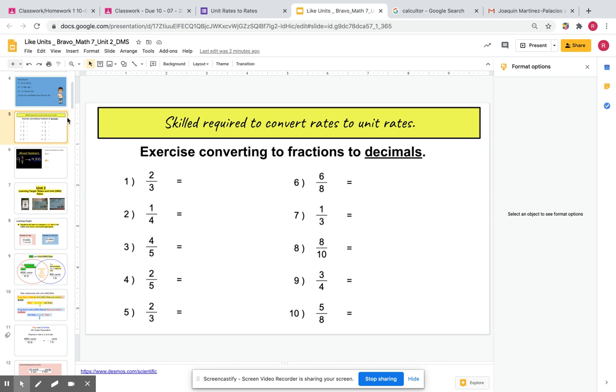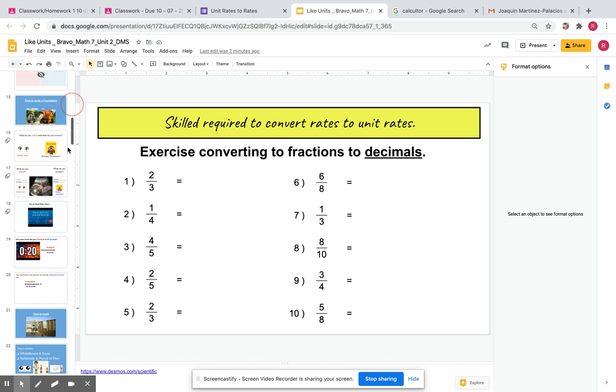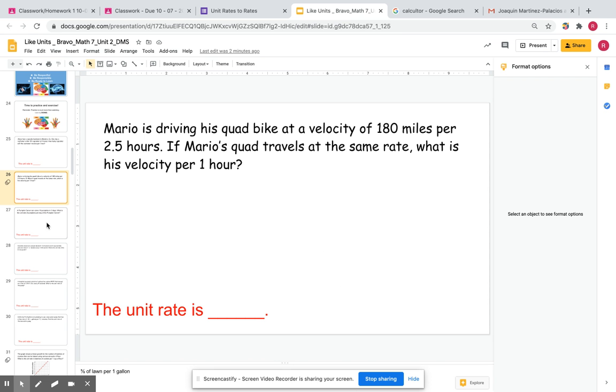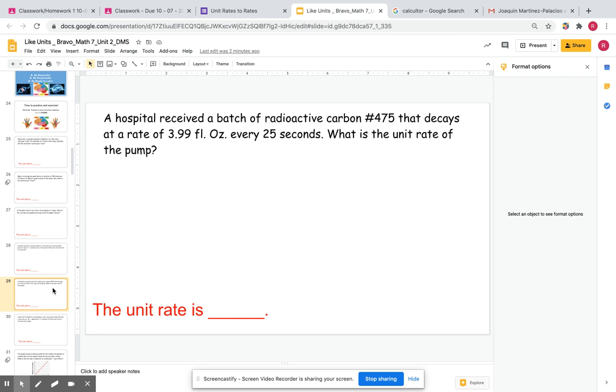And you have to remember that that decimal can be written as a fraction if you put a 1 under it. So let me go down to an example problem that is very similar to the problems you got in your homework assignment. And it's actually this one. A hospital received a batch of radioactive carbon 475 that decays at a rate of 3.99 flow ounces every 25 seconds. What is the unit rate of the pump?